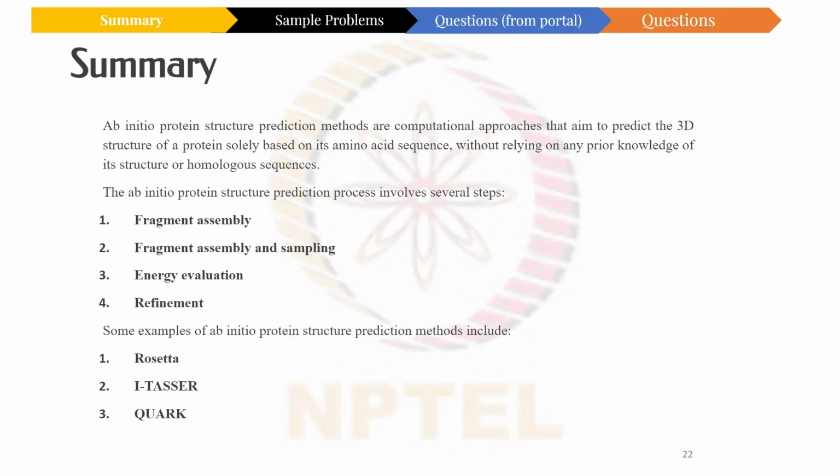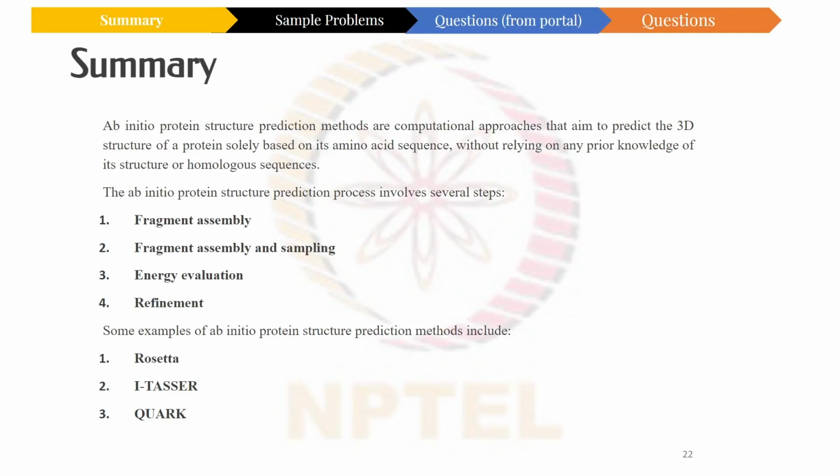Some examples of ab initio protein structure prediction methods include Rosetta, which is a widely used method that uses a fragment-based approach and a physics-based energy function to predict the 3D structure of a protein. Then we have I-TASSER, a hybrid method of protein structure prediction that combines ab initio and homology modeling to predict the 3D structure of a protein. Then we have QUARK. QUARK is a combination of fragment-based assembly and replica exchange Monte Carlo simulation to predict the 3D structure of a protein.